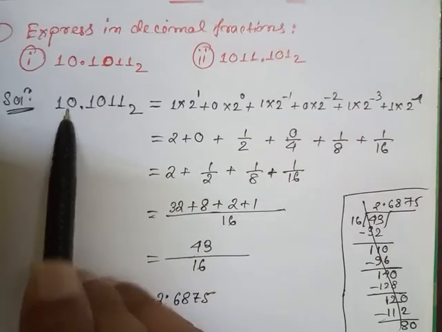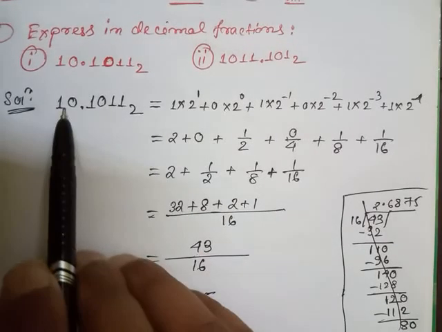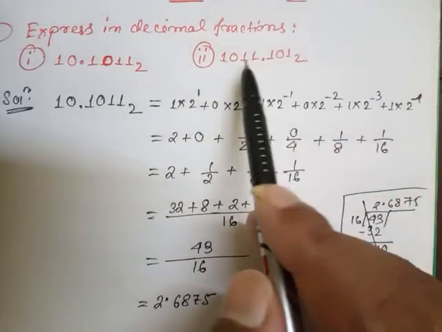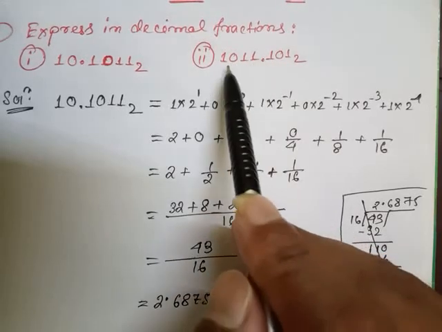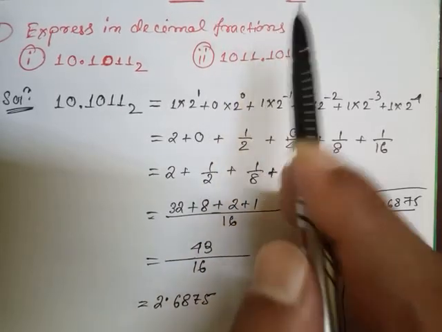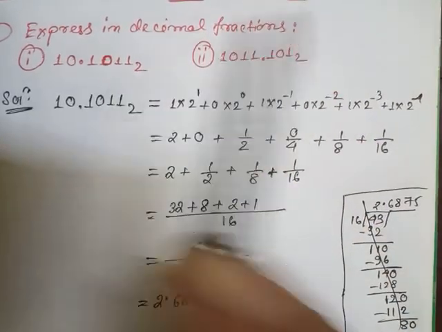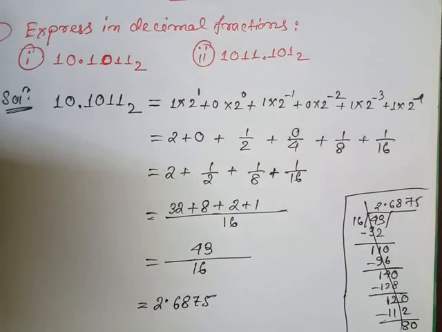Here only 1 and 0, there is 1 0 1 1. Here I have written 1 into 2 to the power 1, because after 1 there is only 1 digit, but here 1 then 3 digits, so 1 into 2 cube plus 0 into 2 square, then 1 into 2 to the power 1, then 1 into 2 to the power 0, and these portions like this we have done here. Similar way you have to solve this one, Roman 2.